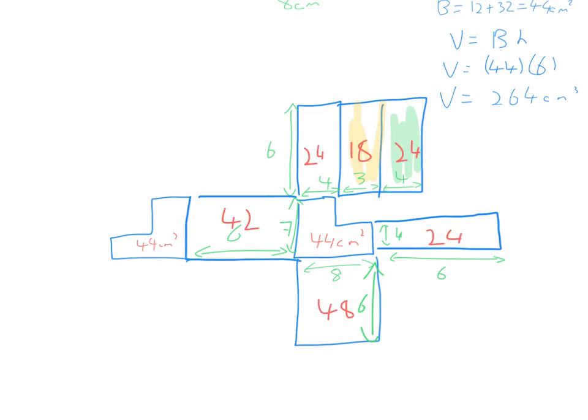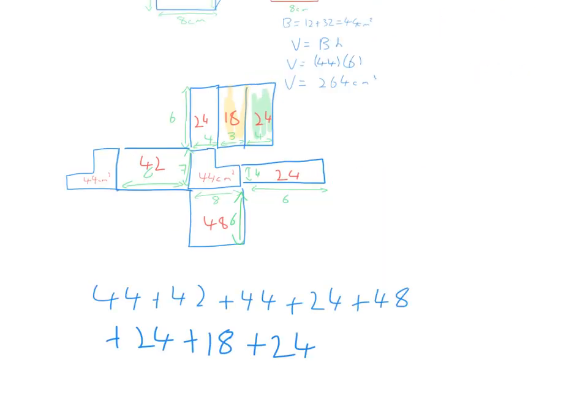So once you've calculated all of these individual surface areas, all we do then to find the total surface area is add them all together. And that would look something like this. And this would give us a total surface area of 268 centimeters squared. Again, this is got by adding all of the individual areas of each of those surfaces.